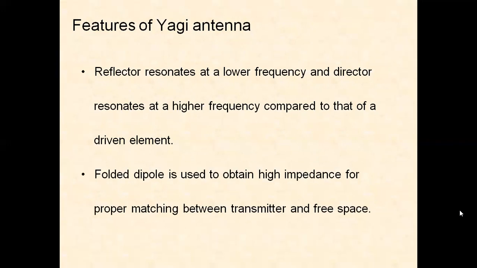Folded dipole is used to obtain high impedance for proper matching between transmitter and free space. If the antenna is folded, there will be a proper matching between the transmitter and free space for better radiation into the space. Similarly, folded dipole is used to obtain high impedance for proper matching between receiver and free space when it is used as a receiving antenna.